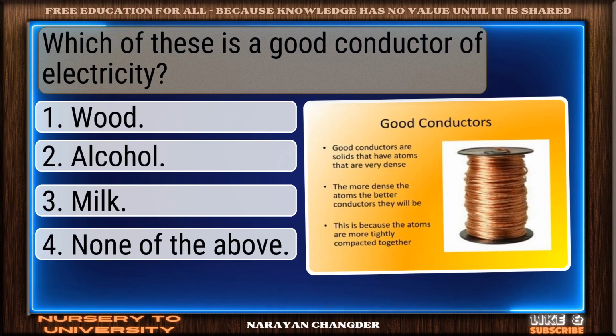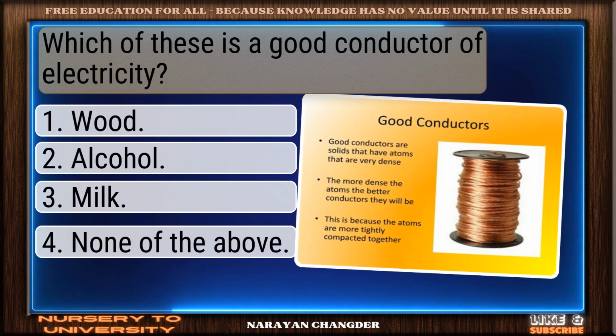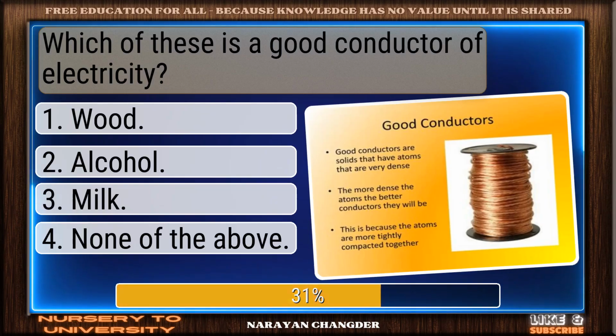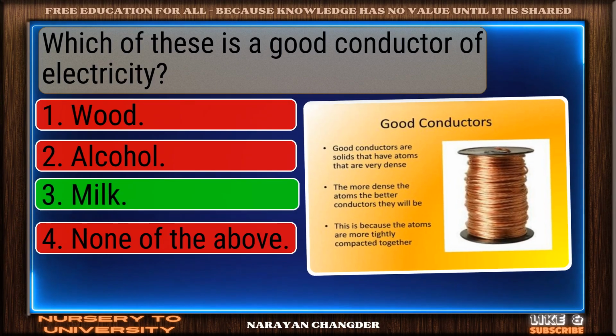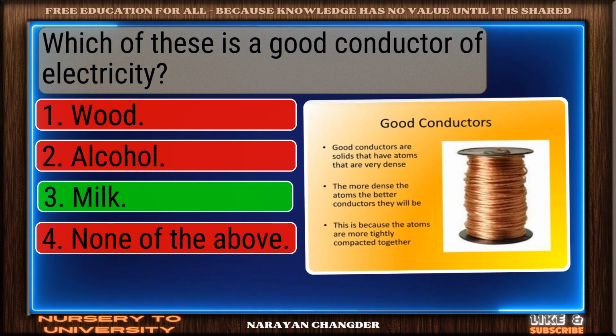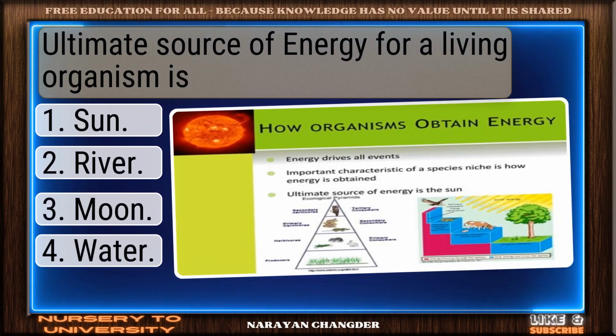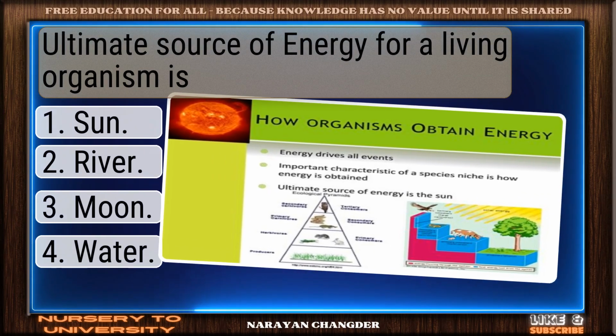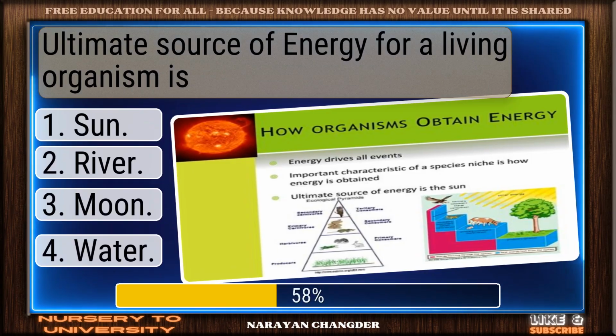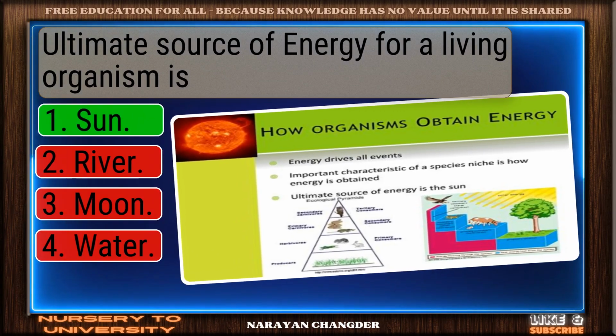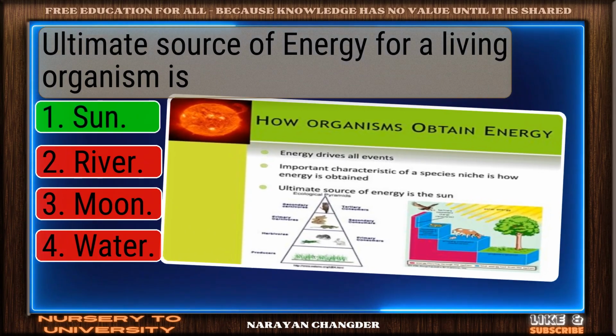Question number 42. Which of these is a good conductor of electricity? You got it. Your choice, milk, is right. Question number 43. Ultimate source of energy for a living organism is? On track. Sun is the correct answer.